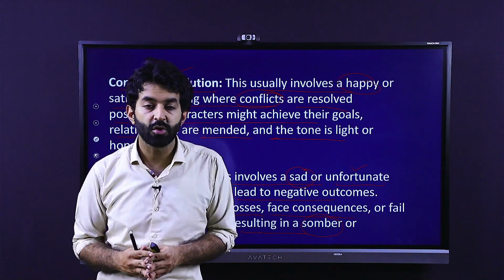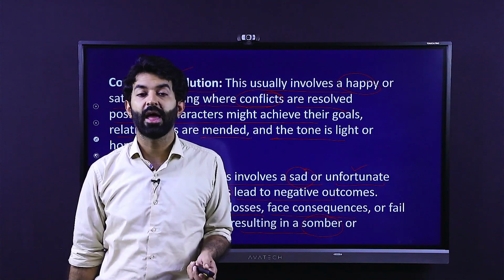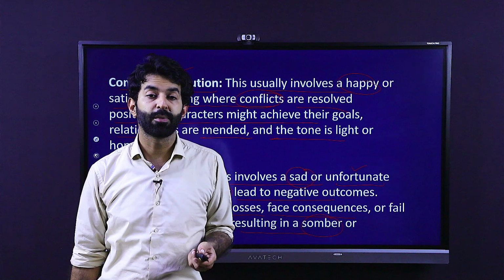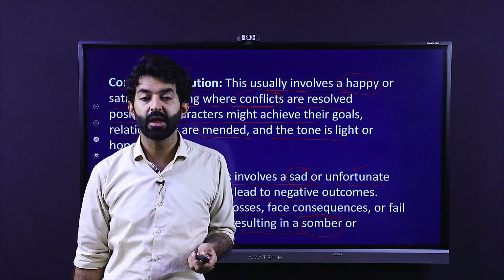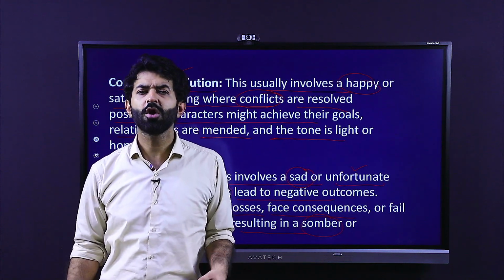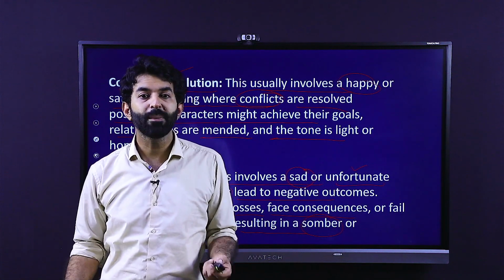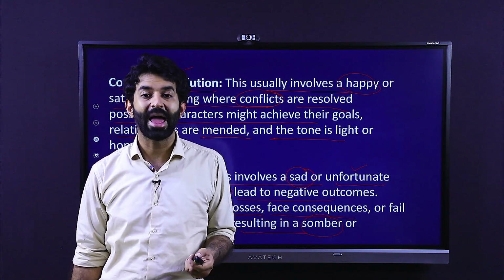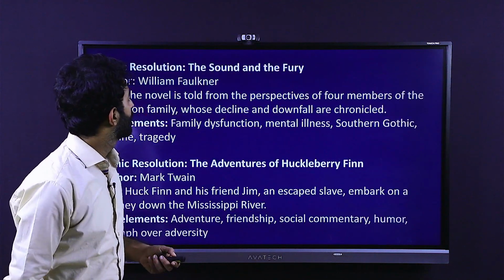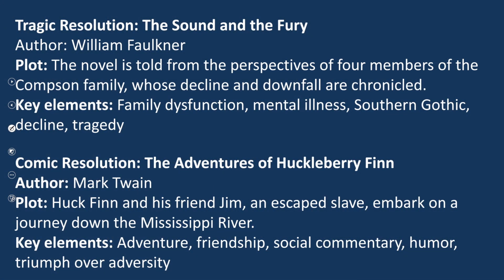Now, I would like to give you an example of Romeo and Juliet where they both die at the end. This is a play of Shakespeare, a very famous play, and it shows us a tragic resolution. But there are a lot of Shakespeare's plays and stories where there are comic resolutions or comic endings. Now, here are some examples. Let's talk about tragic resolution.